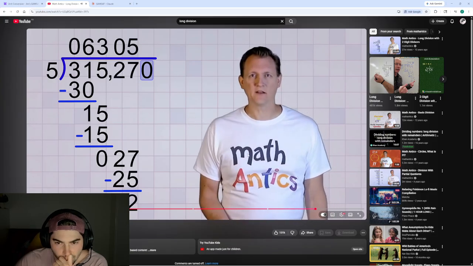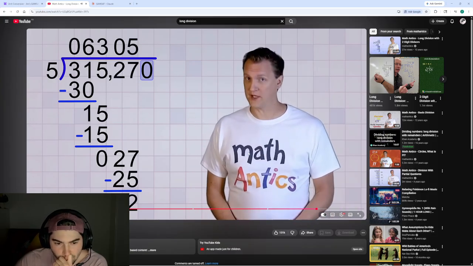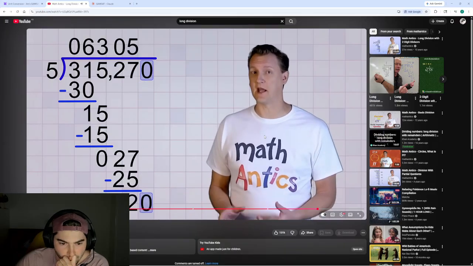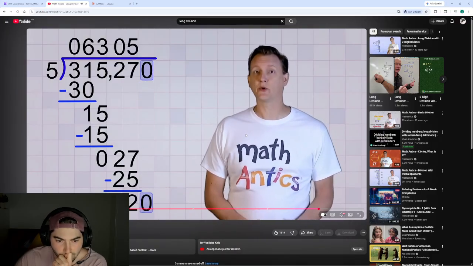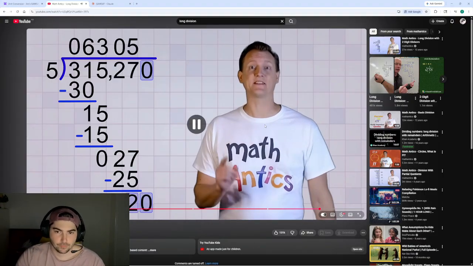But the 0 is an important placeholder. And when we bring a copy of it down, it changes our remainder of 2 into a remainder of 20.